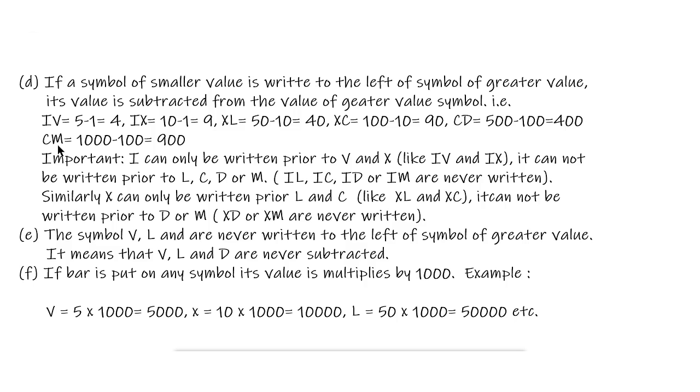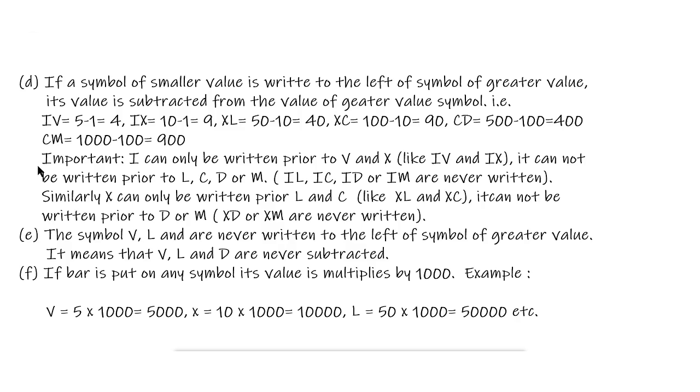CM: C is 100, M is 1000, and C is written prior to M, so its value is subtracted from the value of M. So this becomes 1000 minus 100 equal to 900.